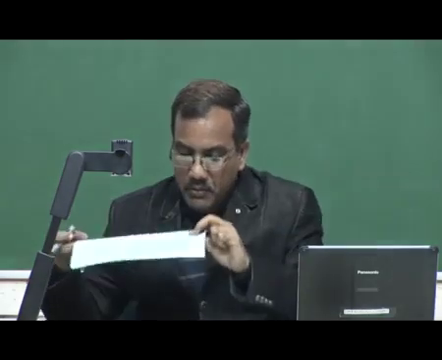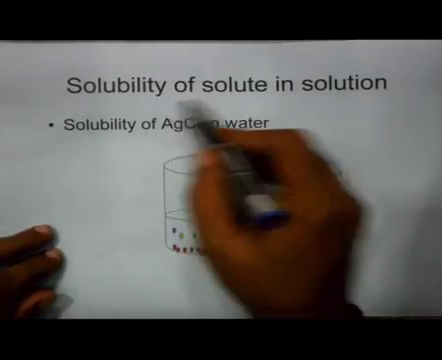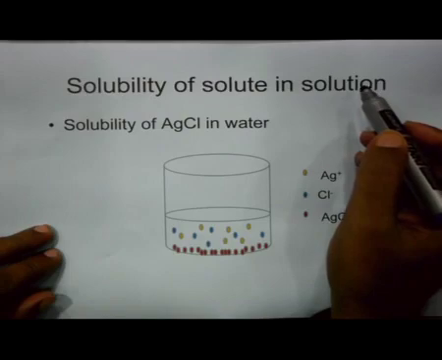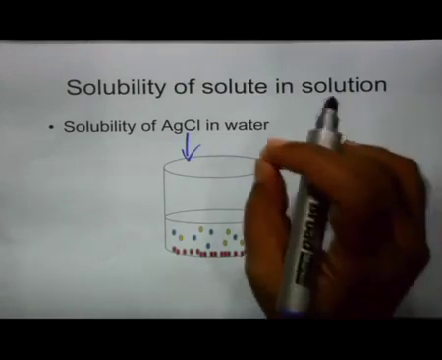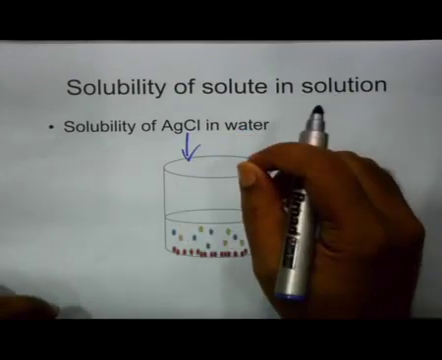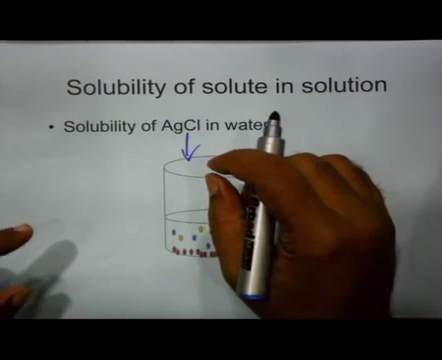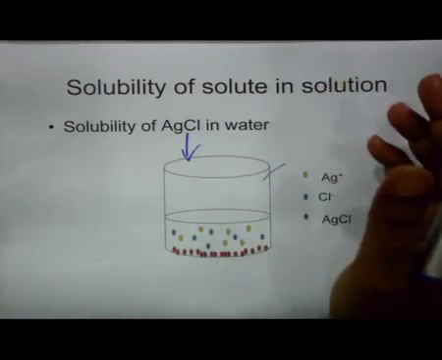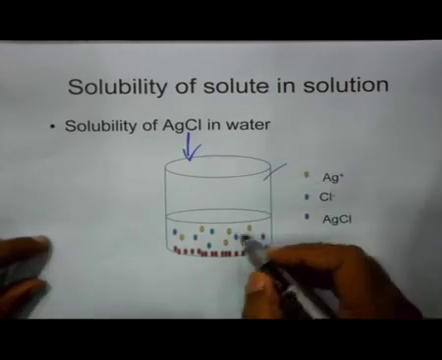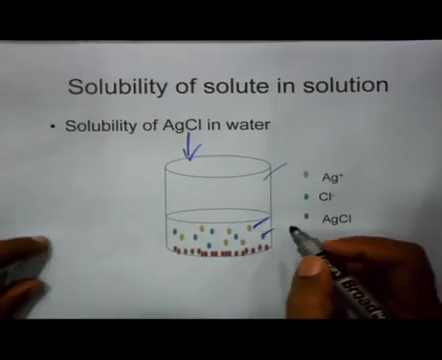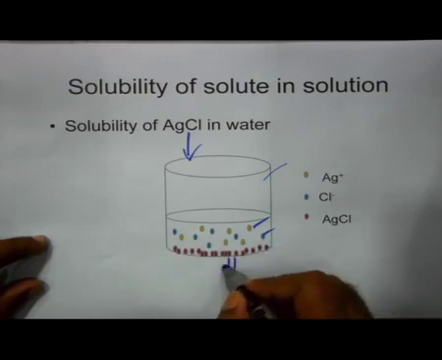There are other cases of equilibrium, for example, if you are looking at solubility of solute in solution. Suppose I take water and I want to dissolve AgCl. You put some amount of AgCl, you mix it, you will see it will dissolve. But if you put extra amount, then you will see it is not getting dissolved. Only a very small amount of AgCl goes into water. These are the soluble form, Ag+ and Cl-, while you will see that a lot of AgCl comes and settles down at the bottom.